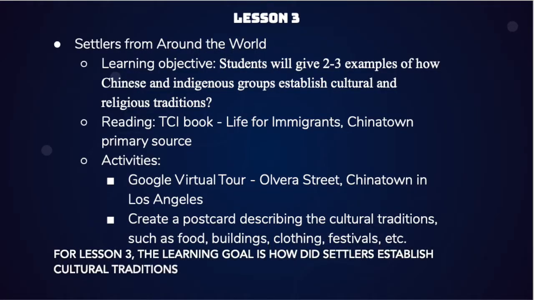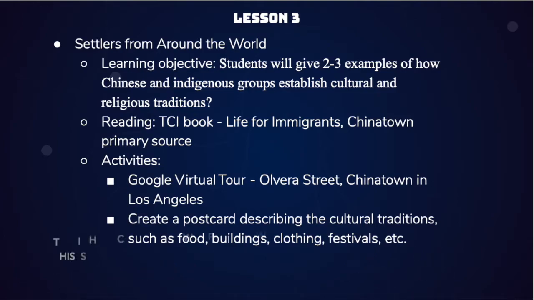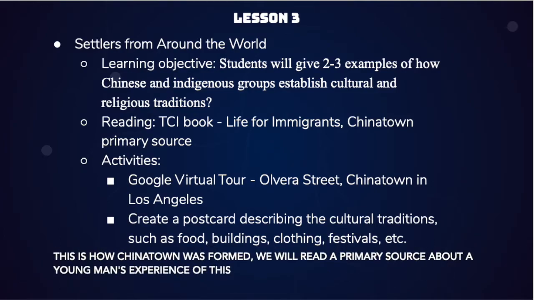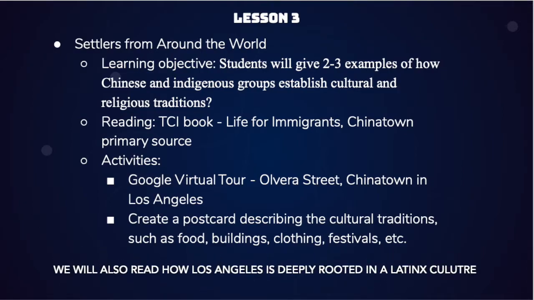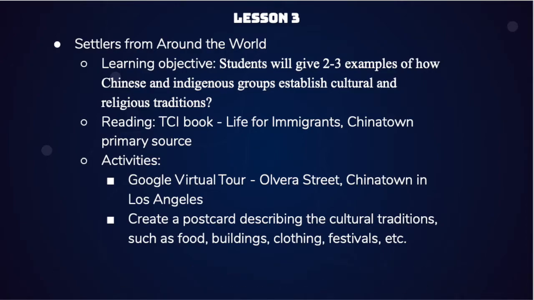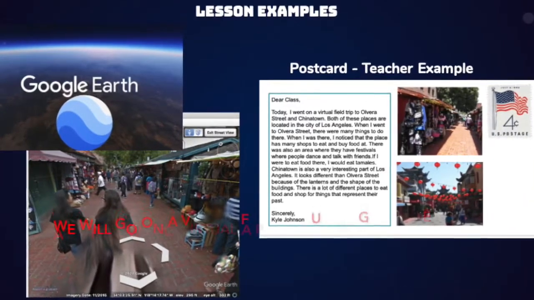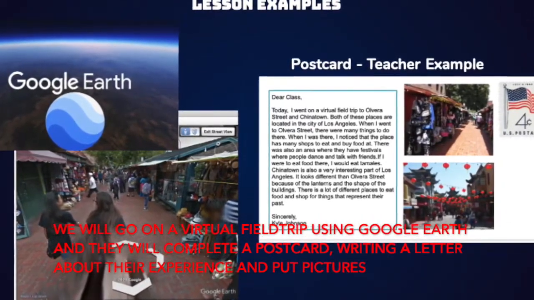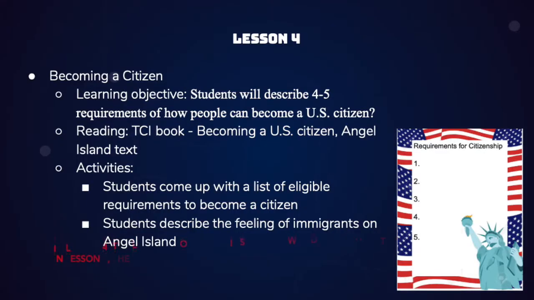For Lesson 3, the learning goal is how settlers establish cultural traditions. It explains how settlers faced hardship and were forced into restricted housing. This is how Chinatown was formed. We will read a primary source about a young man's experience of this. We will also read how Los Angeles is deeply rooted in a Latinx culture. Students will discuss why we need to keep historic buildings like these. We will go on a virtual field trip using Google Earth, and they will complete a postcard, writing a letter of their experience, and put pictures.